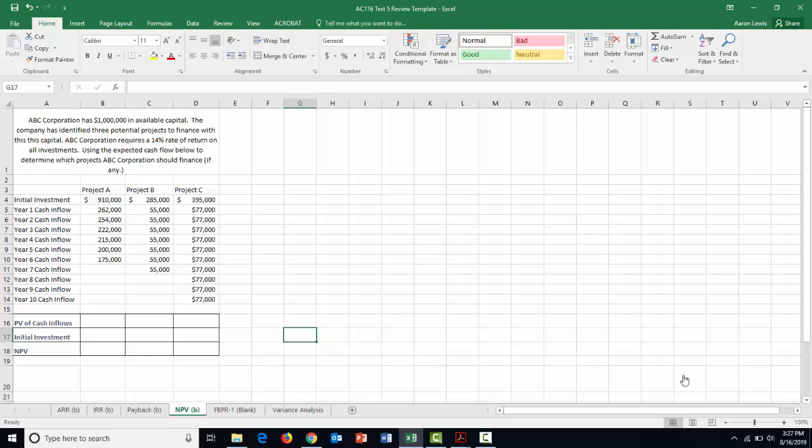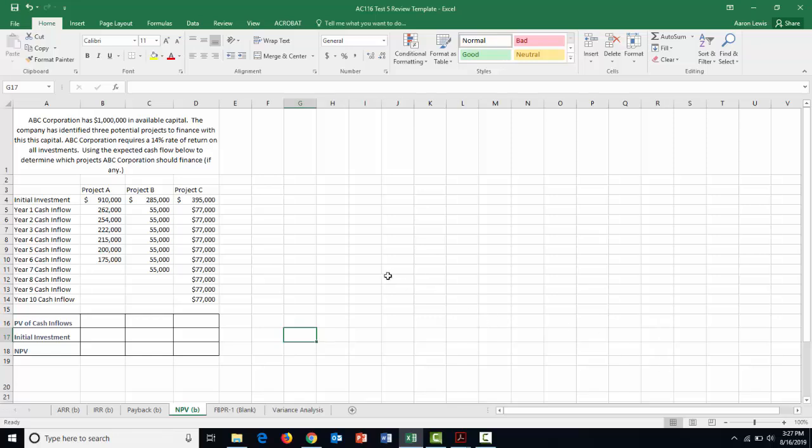The next method we can use to determine what is the best investment out of our alternatives is the net present value, or NPV method. This determines the return that you're going to get on your investment when you discount your future cash flows for the time value of money, for how long in the future it's going to take to collect them.